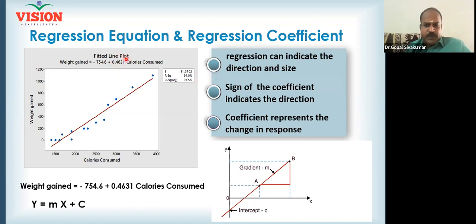0.4631. What is the meaning of 0.4631? If I increase the calories by, let's say, 0.46, y will increase by 0.46 units, whatever physical units you are following. So this is what I have also explained.